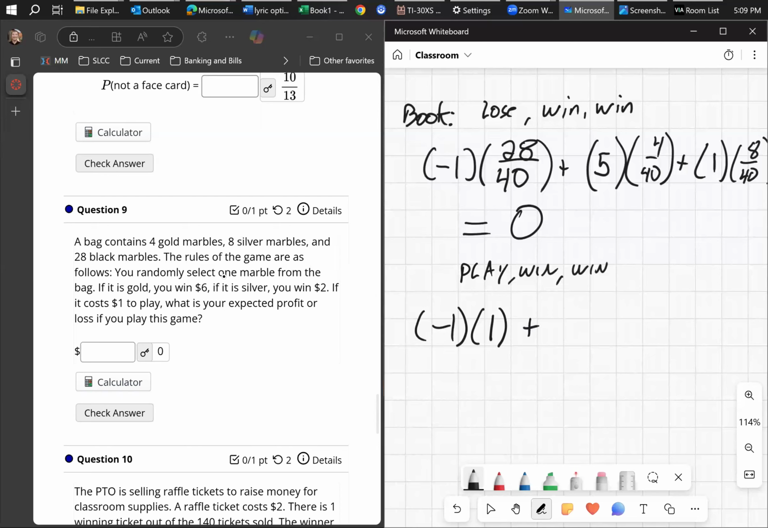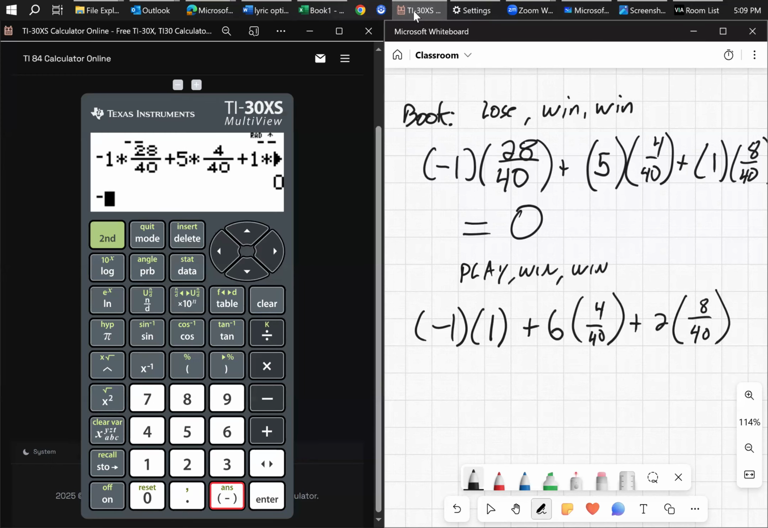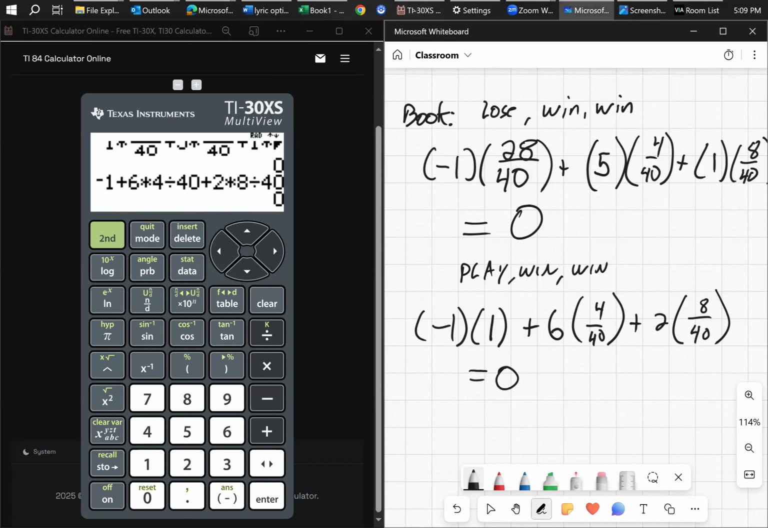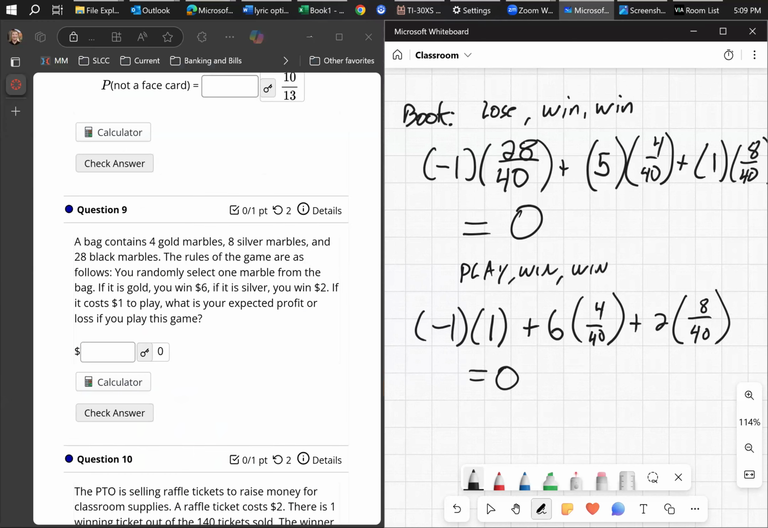Now, I win $6 if it's gold. And it says I win $6. And I win $2 if it's silver. And it says I win $2. It's so much easier because the numbers match up and you don't have to do the subtractions or anything else like that. And -1 plus 6 times 4 divided by 40 plus 2 times 8 divided by 40 is still 0. It's working out. So that, I just think it's easier to set up, easier to understand.